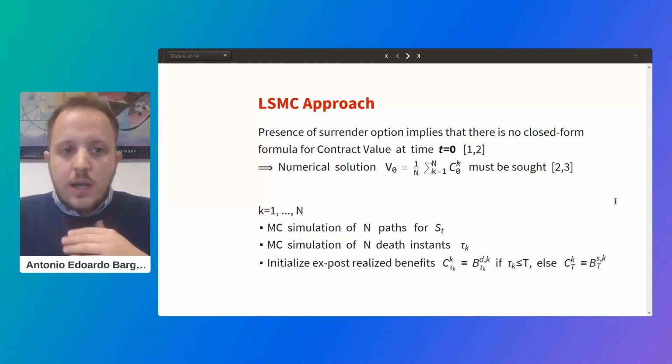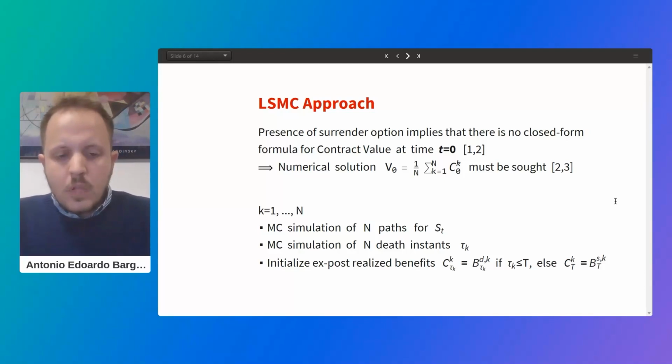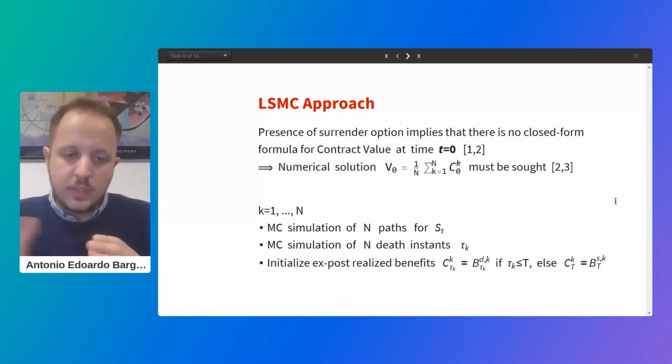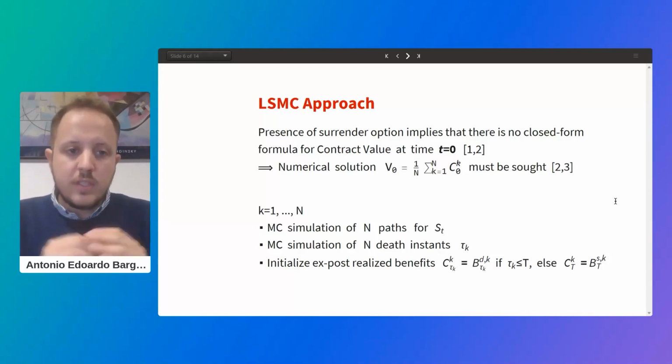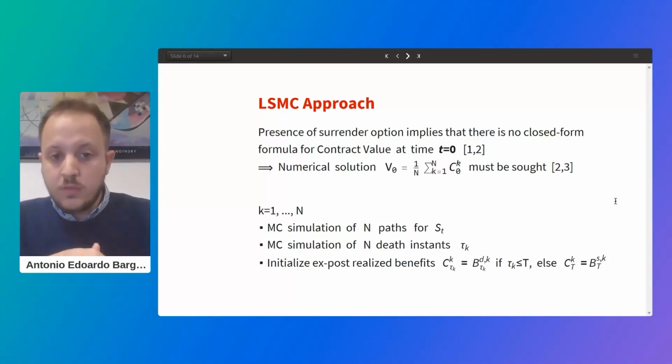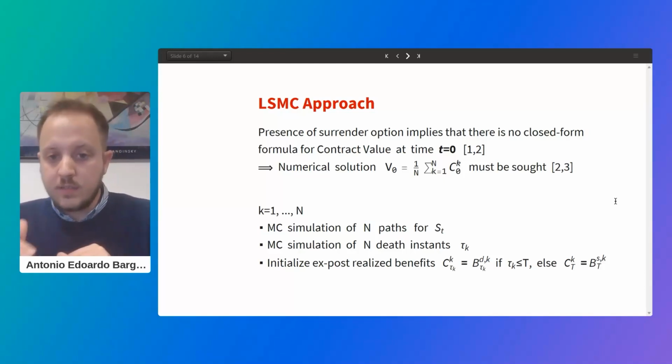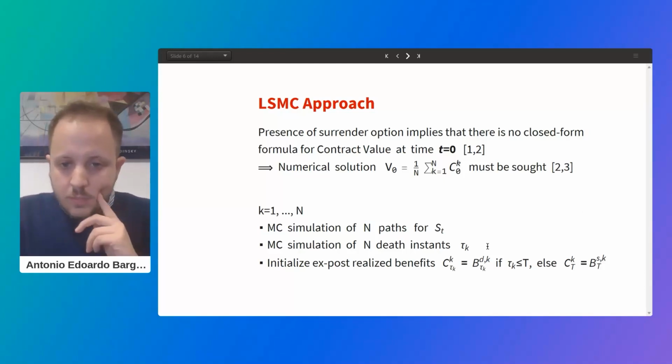We have used a method that was introduced by Longstaff and Schwartz in pricing American options. And this is the least squares Monte Carlo approach, since it combines the Monte Carlo simulation and the least squares regression for estimating something that we don't know, and I will talk to you about it later. So first of all, the first step that we have to do when you perform least squares Monte Carlo is perform a simulation for n paths for the reference asset, and then also make the simulation for n instances of death, which is denoted by TK.